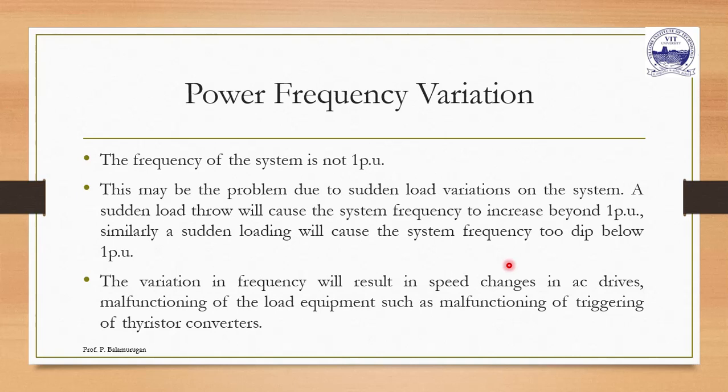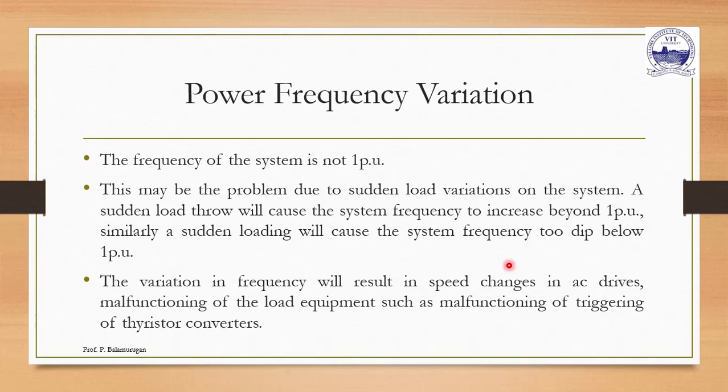Power frequency variation. Here the characterization is based on the frequency. If the frequency of the system is not 1 per unit, then it is termed power frequency variation. And this may be due to sudden load variations on the system. A sudden load throw will cause the system frequency to increase beyond 1 per unit, and similarly a sudden loading will cause the system frequency to dip below 1 per unit.